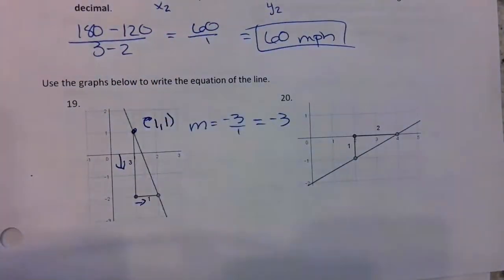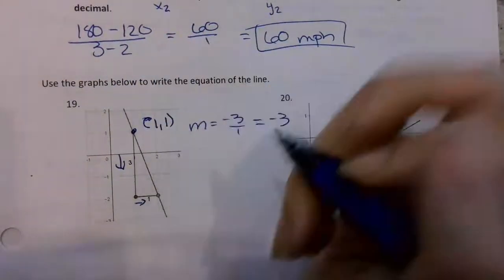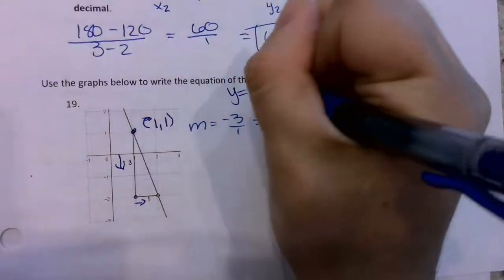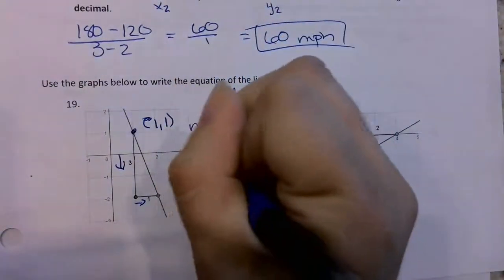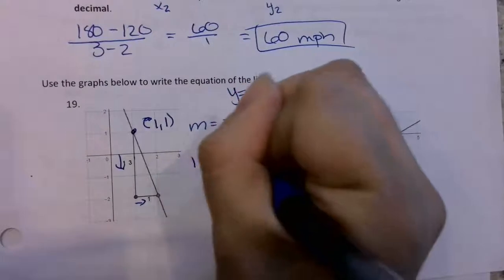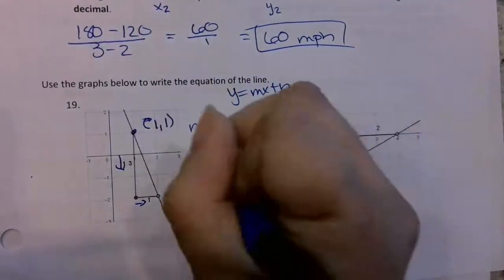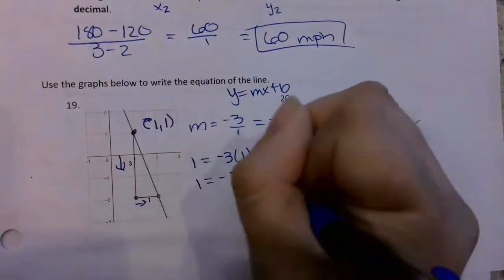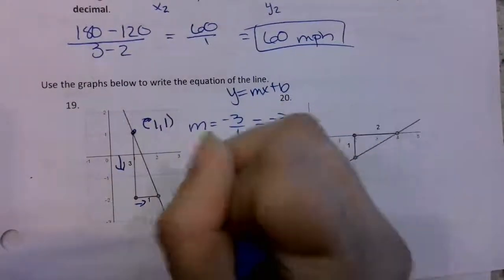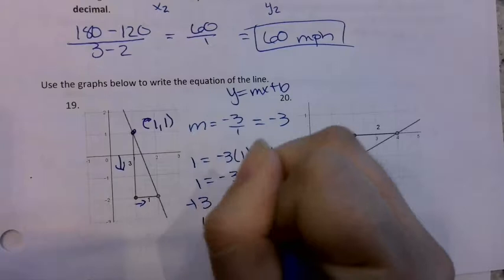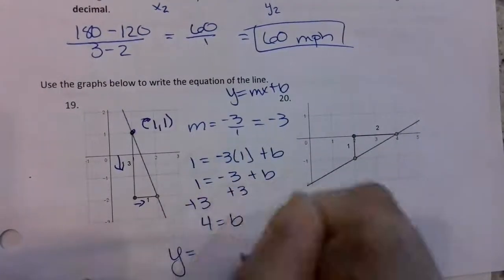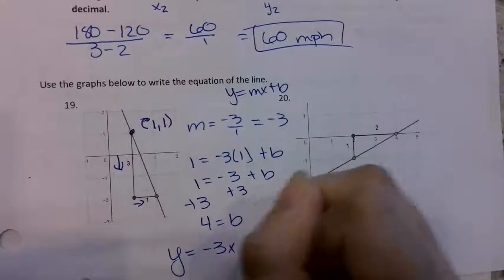So what I can do is plug into my y equals mx plus b equation again. And I have 1 equals negative 3 times 1 plus b to solve for b. So 1 equals negative 3 plus b. I add 3 to both sides, and I get 4 equals b. So my equation here is y equals negative 3x plus 4.